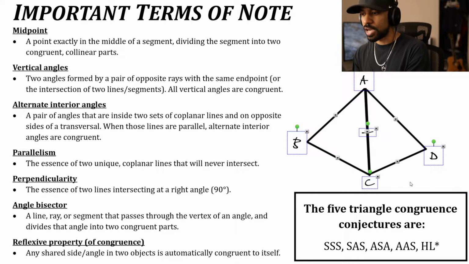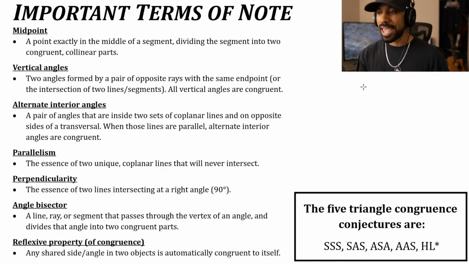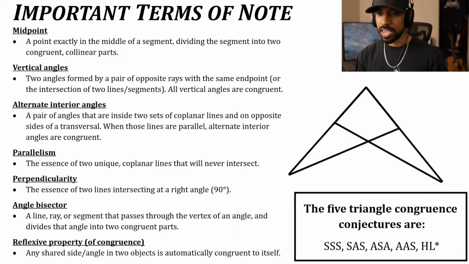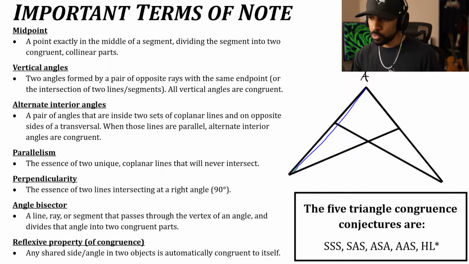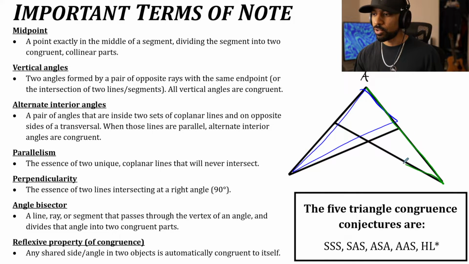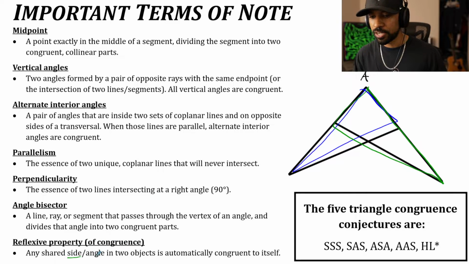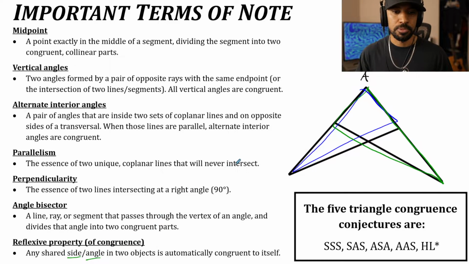Likewise, you can do it with not only shared sides, but also shared angles. Let's say I have this triangle right here, and then I have this triangle right here, and now they share this angle up here, A. I'm not going to name all the rest, but this angle is used in this triangle here in blue, and it's also used in this triangle here in green. Angle A is congruent to itself by, once again, the reflexive property. A shared side or angle in two objects is automatically congruent to itself, again, by that property.